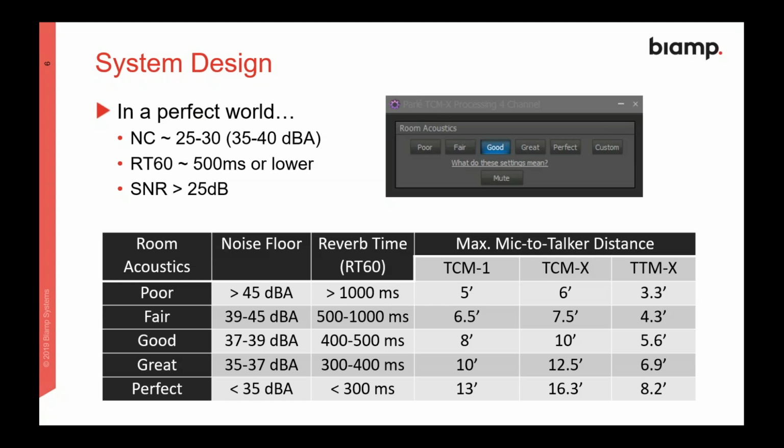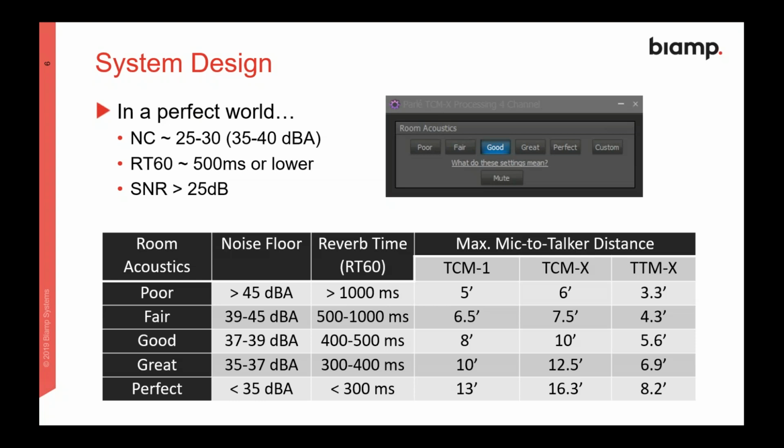And the maximum mic to talker distance goes down as the noise floor gets worse. So you're improving that signal to noise ratio by getting closer to the microphone. And as you can see with the TCMX, that's 6 feet from talker to microphone in poor acoustic conditions. So it's something you just need to be aware of.